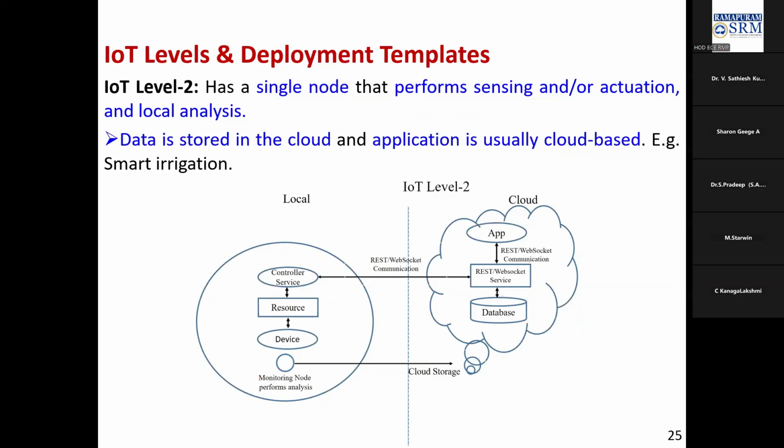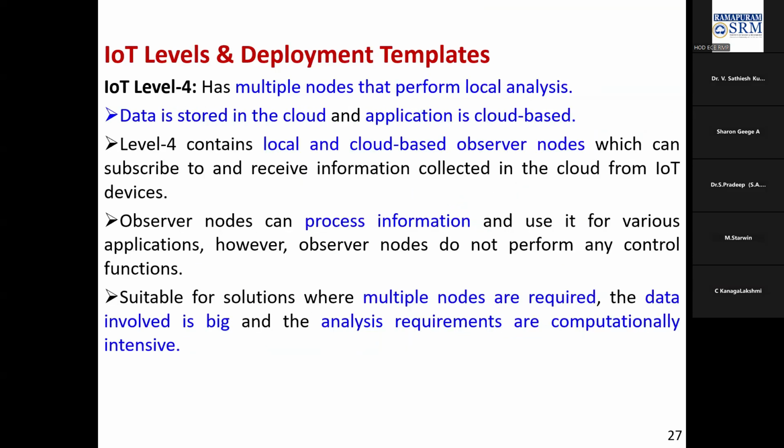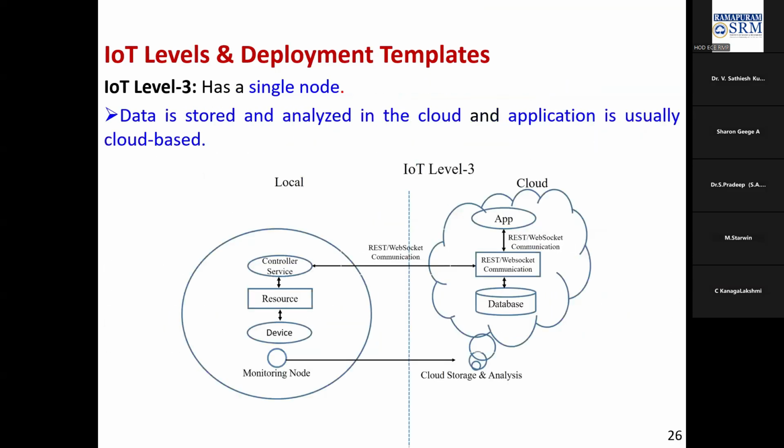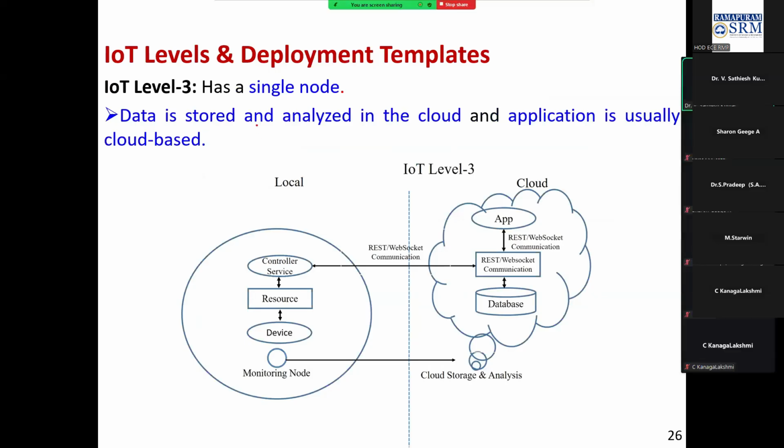Now let us talk about level 3. Level 3 is also for a single node. Here, this is an IoT device, and it is going to gather the information. Even though it has a controller, this controller is not going to do any analysis. It is just going to gather the information and send the data to the cloud side.